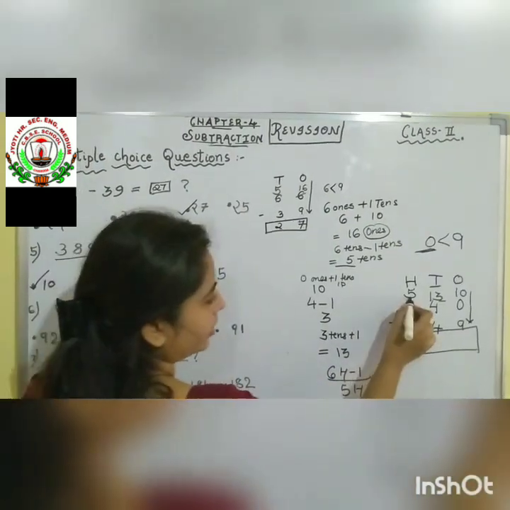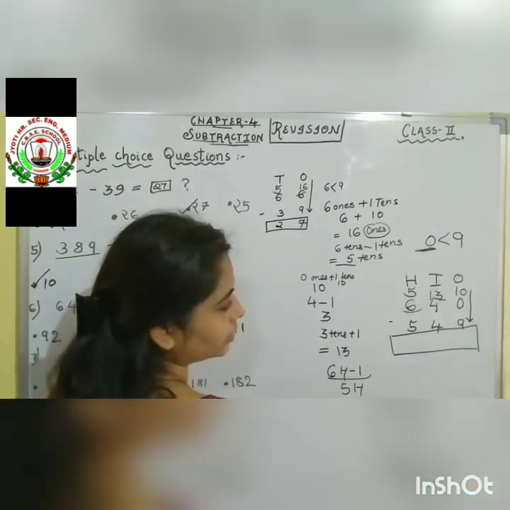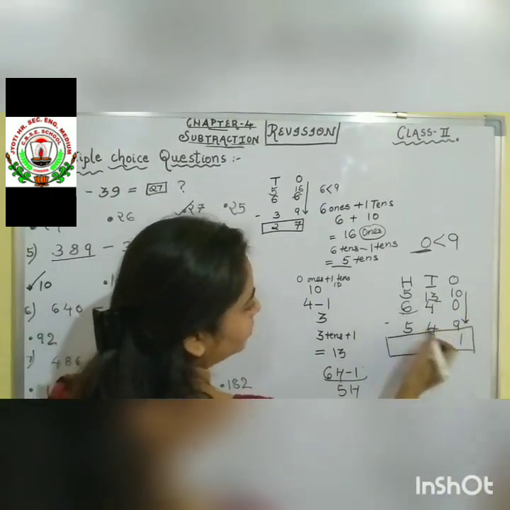Okay. Now we can deduct 5 minus 5. Let us do the subtraction. 10 minus 9. Tell me children, 10 minus 9. 1. 13 minus 4.